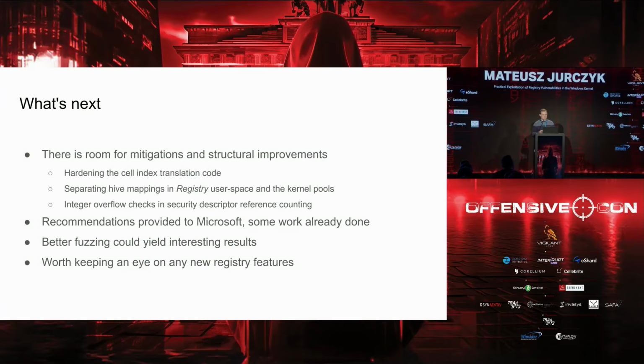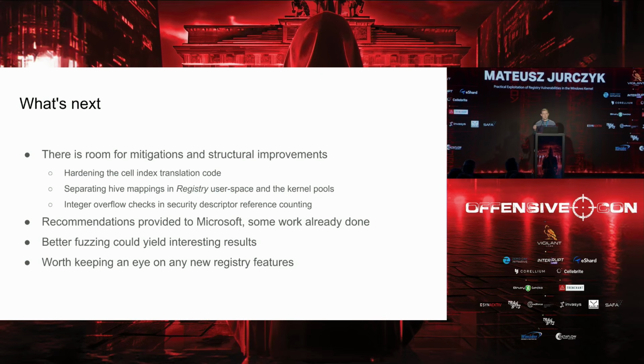So that was basically my talk. In terms of what's next for the registry research, first of all, from the defensive side, I think there is a lot of room for mitigations and structural improvements. First and foremost, what I would suggest is to harden the cell index translation code so that the technique I used would be killed. It's as simple as moving the one if from the release function to the get function. It's a pretty simple fix that would kill it entirely.